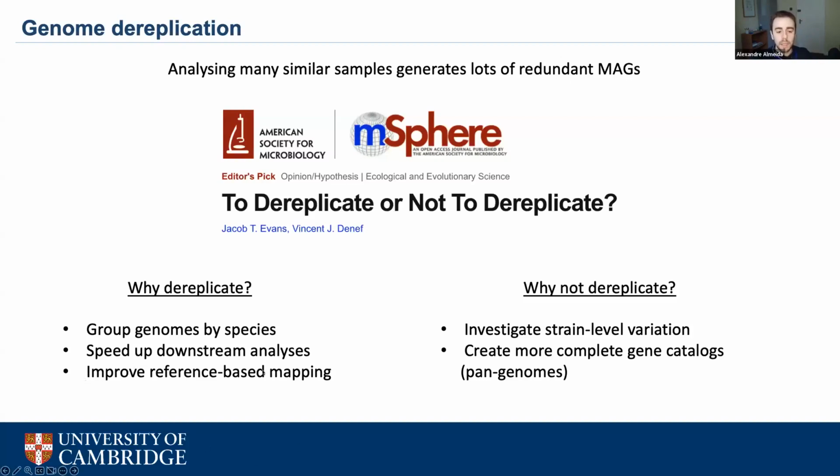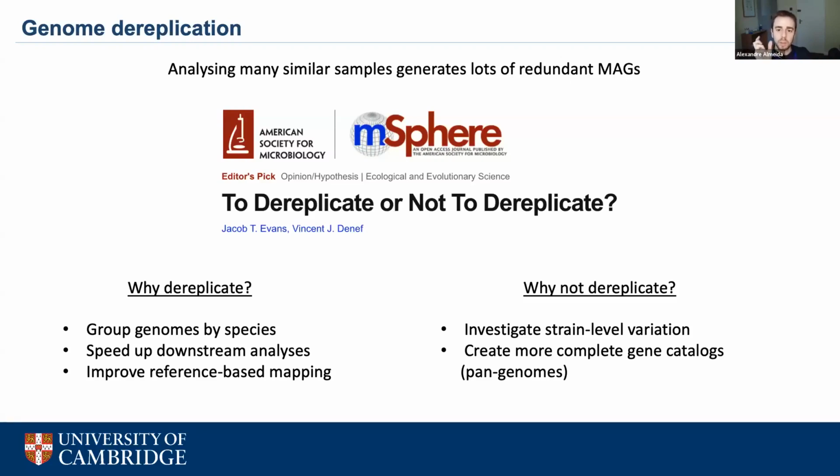And at the same time, if you want to create a reference database that you're going to map against, it can actually be to your benefit to do some sort of de-replication to remove a bit of redundancy. Because when you're mapping the reads to a reference database, if you have highly similar genomes in your reference data, that's going to create problems in the mapping.